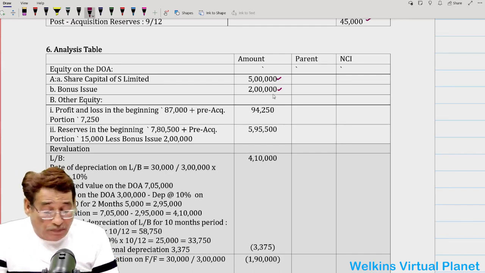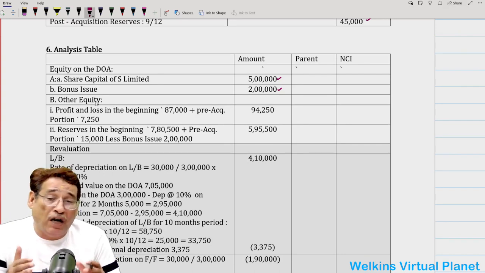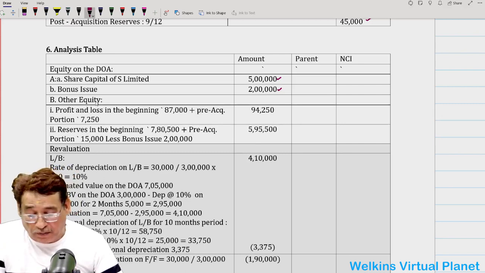Now, other equity. Now on the date of acquisition, I'm trying to find out other equity. Other equity means profit or loss account and general reserve balance.